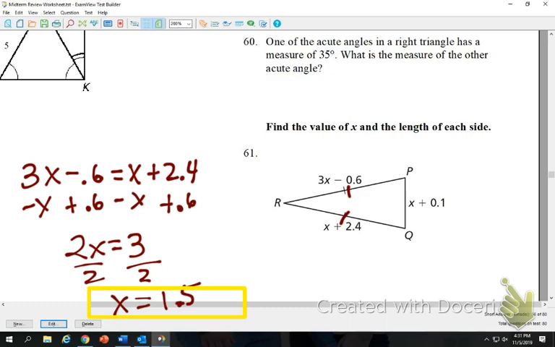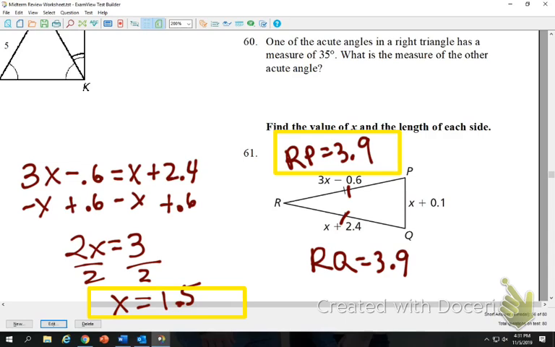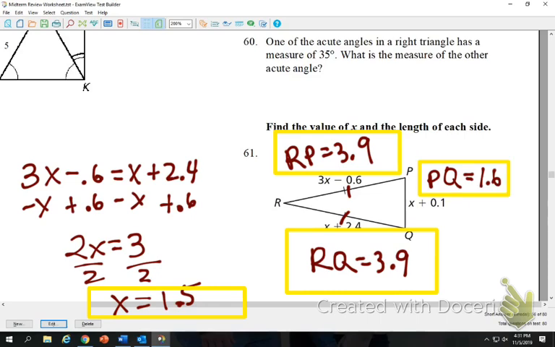You'll plug it back in. So R, whatever this is, what is this? RP is 3.9, which means RQ is 3.9. PQ will be 1.6. If any of these answers are wrong, you just -1, mark it wrong, write it in, be a kind person, and write in the correct answer for them.